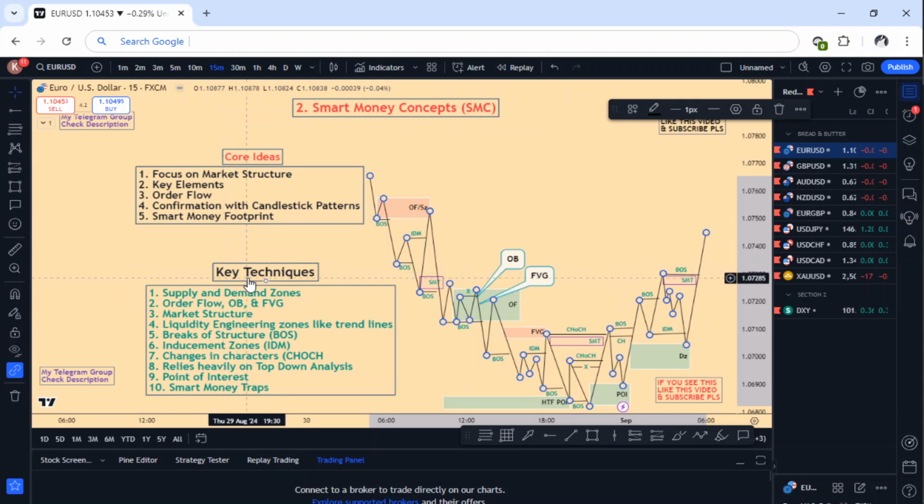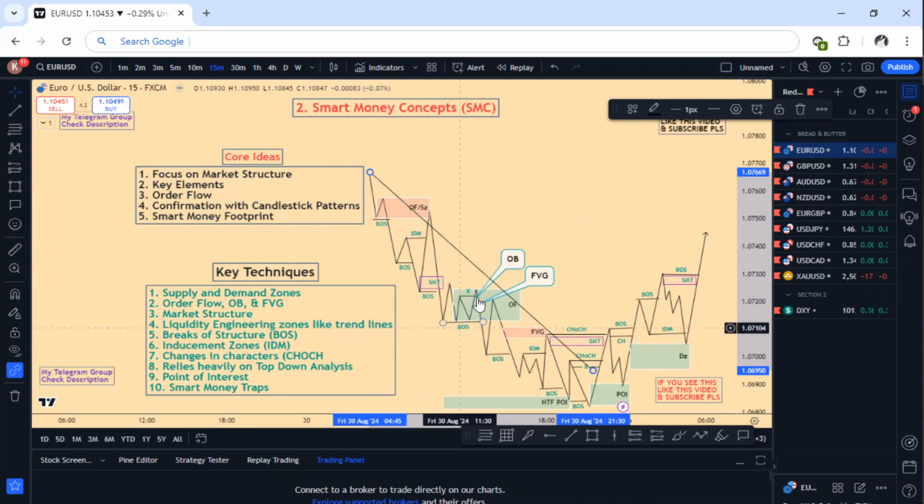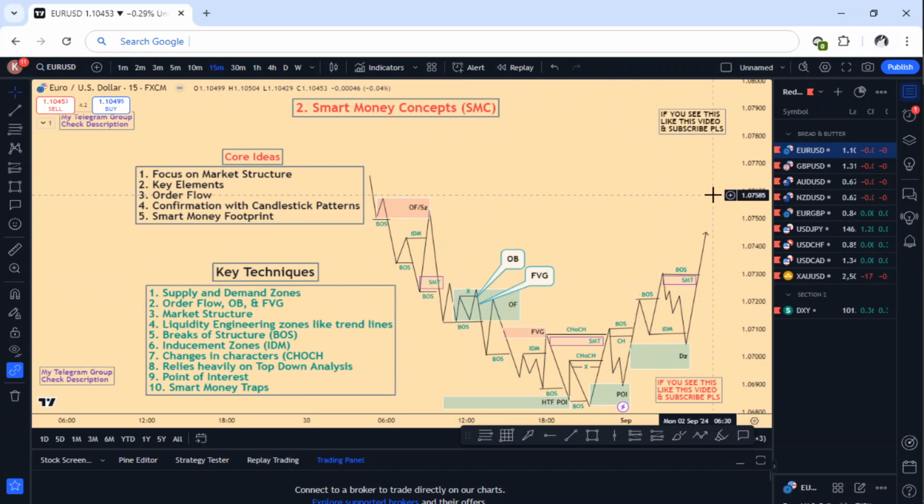So basically, the key techniques in supply and demand trading in the smart money concept are supply and demand, order flow, order block, fair value gap, market structures, liquidity engineering zones like the trend lines here. These are all liquidity points that the market is going to take, these trend lines here, because people are loading orders in this order flow. So support and resistance, people will be seeing those areas and trying to short from them, yet the market has already changed course. Break of structures, inducement zones or IDM, changes in character, like I explained here.